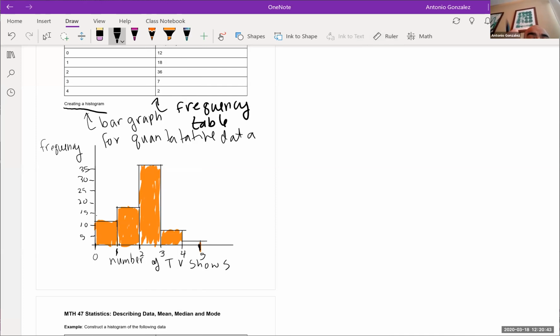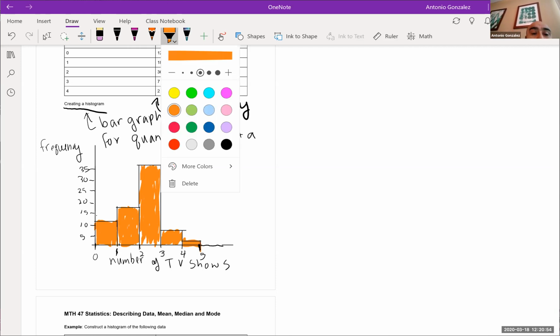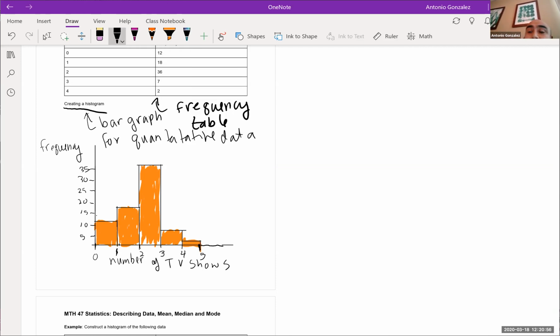And that'll look something like this, right? Let me clean this up a little bit. There we go. All right. Okay. All right, and that would be an example of a histogram, right?